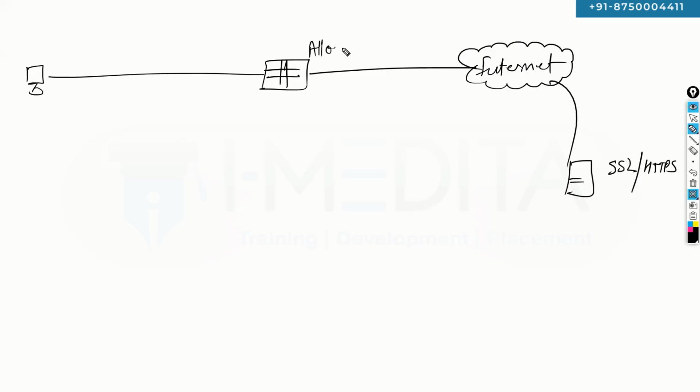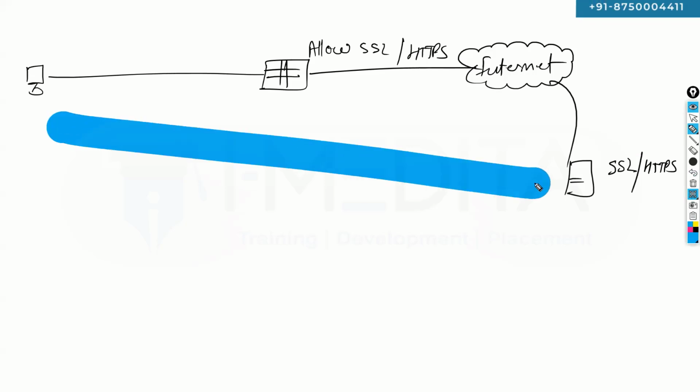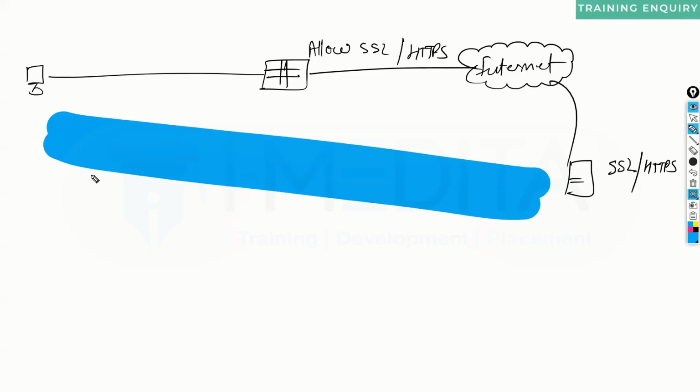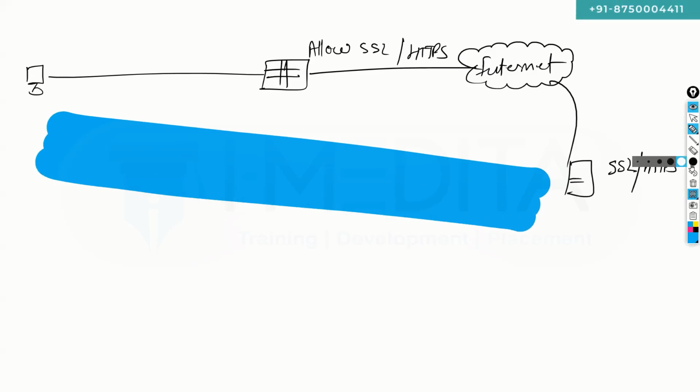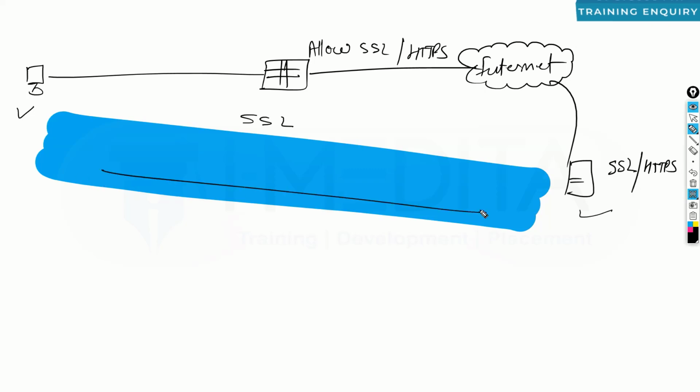At this firewall, we will allow SSL or HTTPS. When we allow it, you will see the client will be able to establish a direct tunnel with the server. It means only the client and the server know what is going on. And with the help of this SSL tunnel, they can do secure communication.